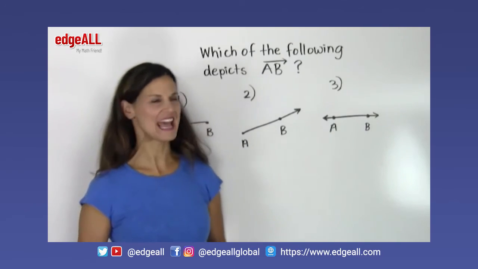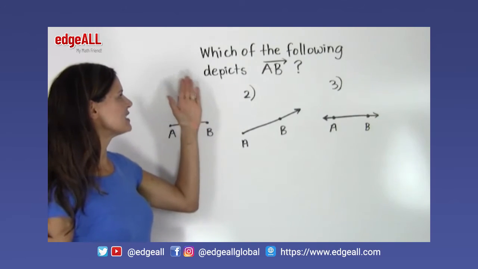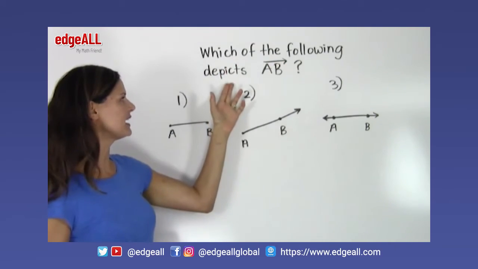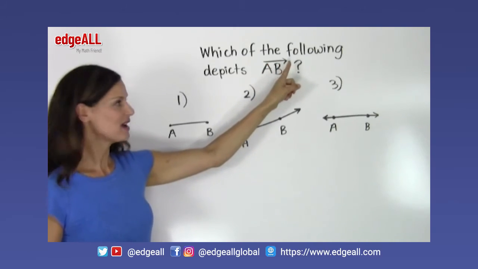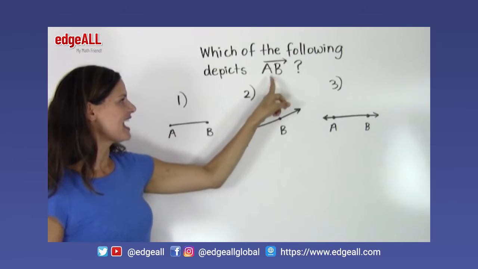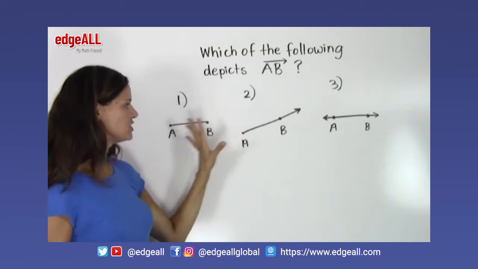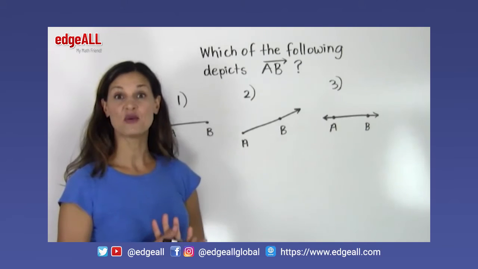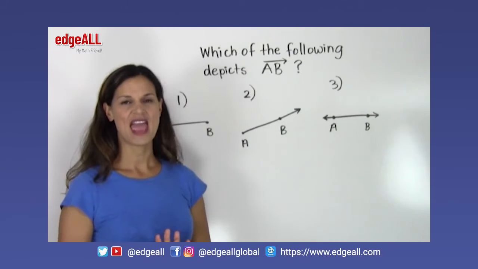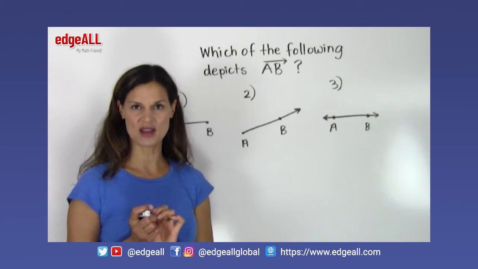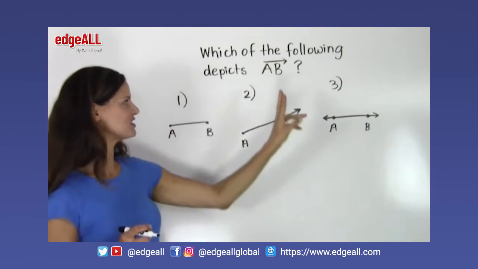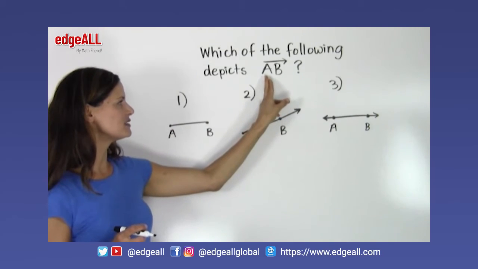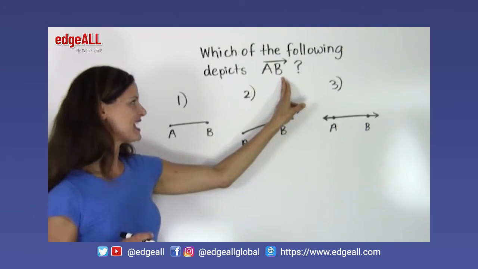Let's look at an example. Our question asks us, which of the following depicts ray AB, and then we have an arrow on top going just in one direction. And so it's asking us, which of these is the drawing of the ray AB? And remember that a ray begins at one point, passes through another point, and goes on infinitely in that direction. So it's asking us, which is ray AB that starts at point A, goes through point B, and continues in that direction.